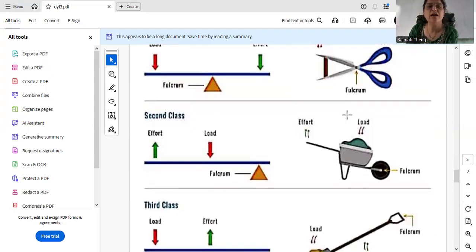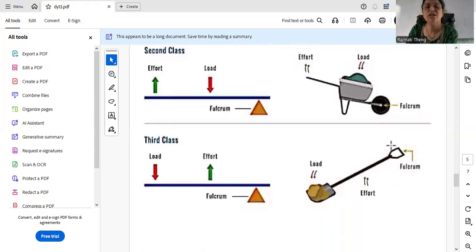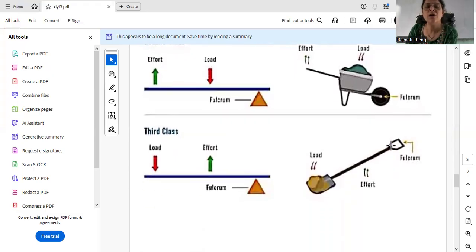Then second class lever: the load is in the center, the fulcrum is on one side, and the effort is on the other side. Wheelbarrow is an example of a second class lever. Then third class lever: the effort is in the center, the load is on one side, and the fulcrum is on the other side. Crowbar is an example of a third class lever.